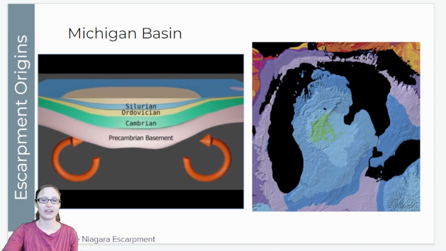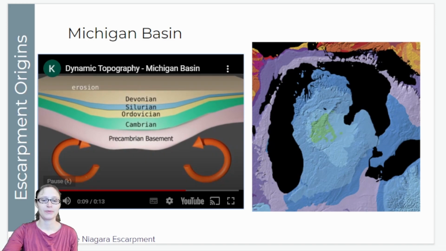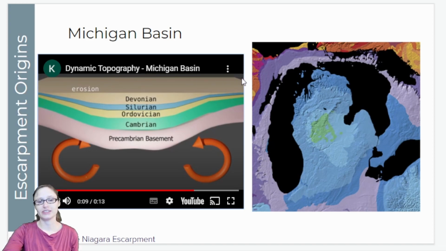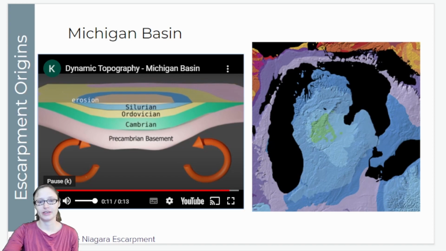So each layer kind of fills in the gap. Okay, and now it's going to start to erode. We'll see a little plane of erosion just wearing right down through these layers until we get a bullseye shape. And there we go.